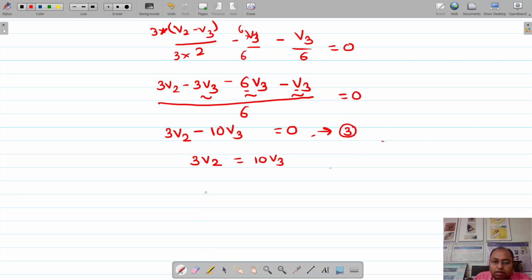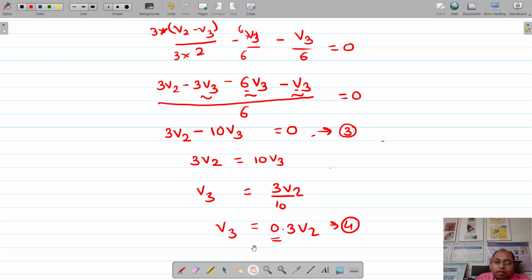So over here v3 will be what? 10 is going to get divided, so 3 v2 by 10, isn't it? So therefore it will be 0.3 v2. Yes, so wherever there is a v3 we are going to replace it by 0.3 v2. Let us mark this as equation number 4.